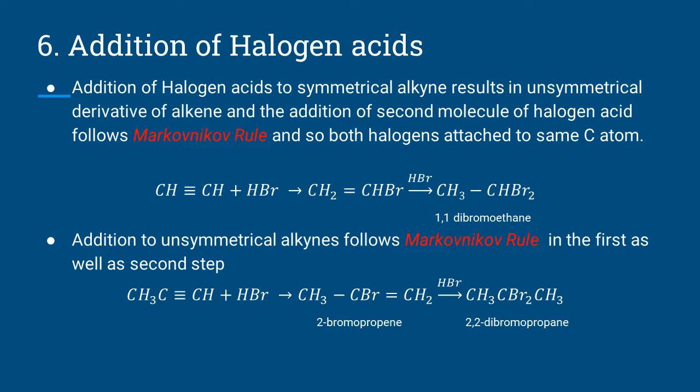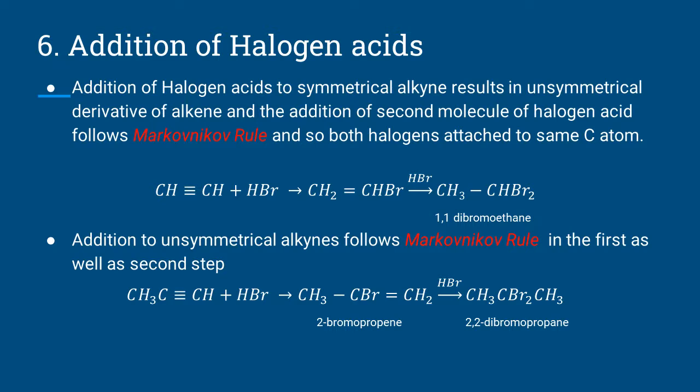1,1-dibromoethane. Here what we have to see is the Markovnikov rule. What is this rule? Markovnikov rule. It says that the negative part of an addendum goes to the carbon atom with least number of hydrogen atoms. I repeat, the negative part of an addendum goes to a carbon atom with least number of hydrogen atoms. So here the addition of halogen acids follows Markovnikov's rule.